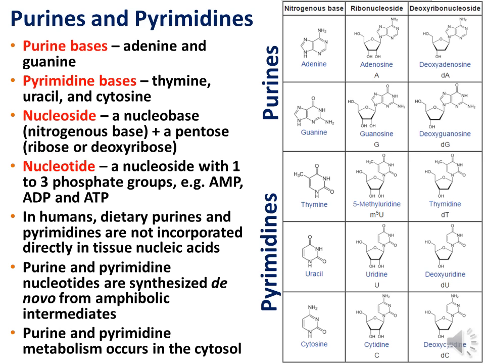We ingest purines and pyrimidines in our diet. However, we cannot incorporate these directly into nucleic acids in our tissues. Instead, we have to synthesize purine and pyrimidine nucleotides de novo from amphibolic intermediates. You should also note that all of the pyrimidine and purine metabolism that we're talking about in this lecture occurs in the cytosol.